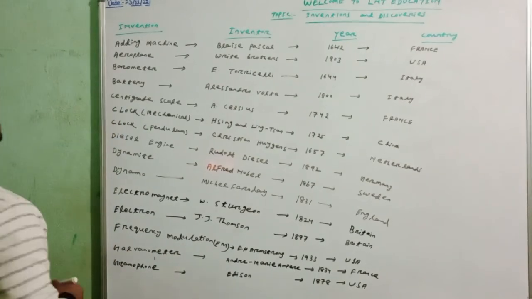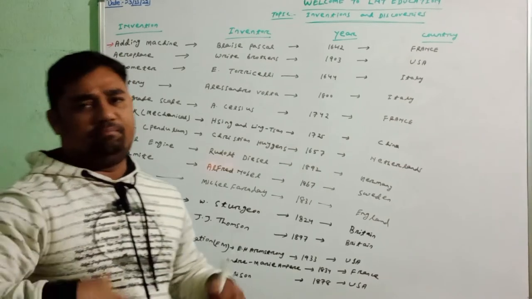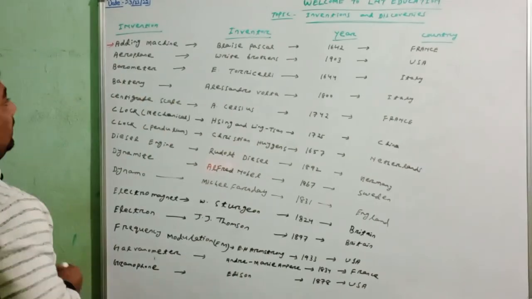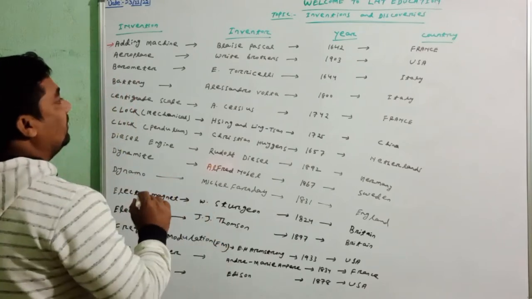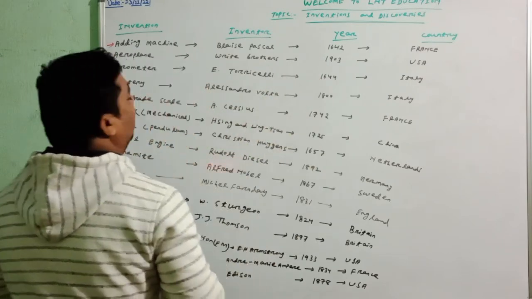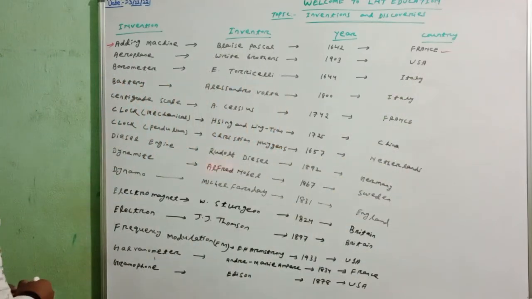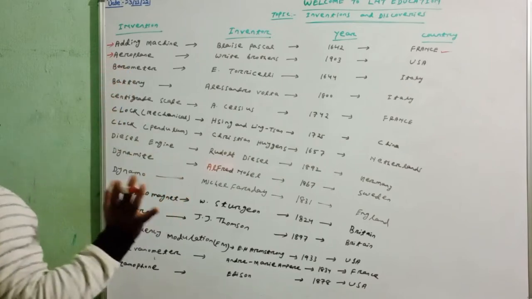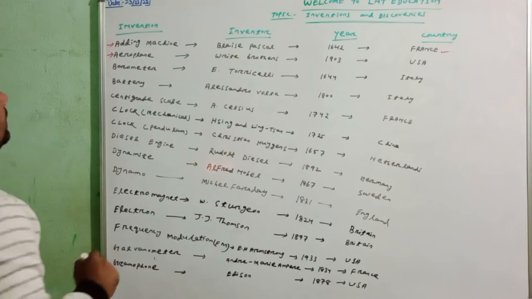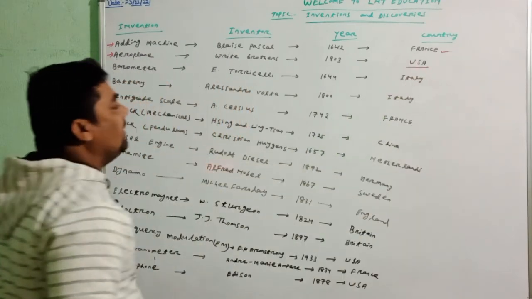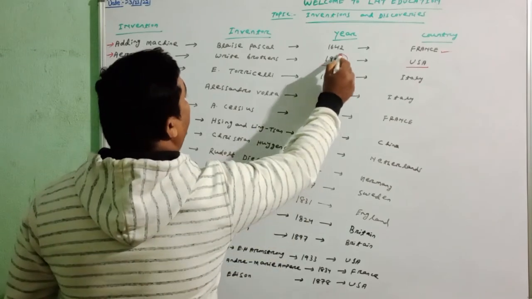Okay, let's start. First one is the adding machine. Adding machine generally means the calculator. The inventor is Blaise Pascal. He invented it in the year 1642, and he belongs to France. Next, aeroplane. Everybody knows this. Aeroplane means the Wright brothers. They belong to the USA, United States of America, and the aeroplane was invented in the year 1903.